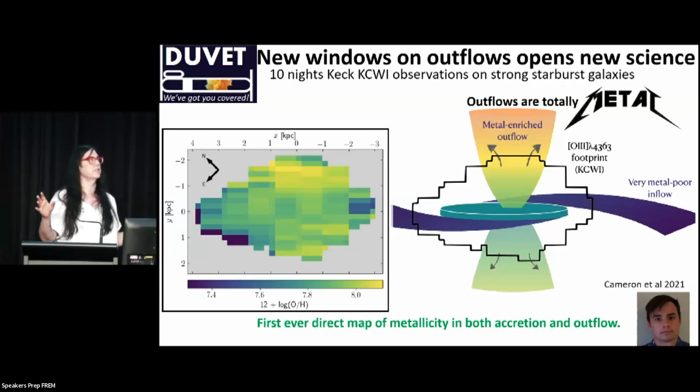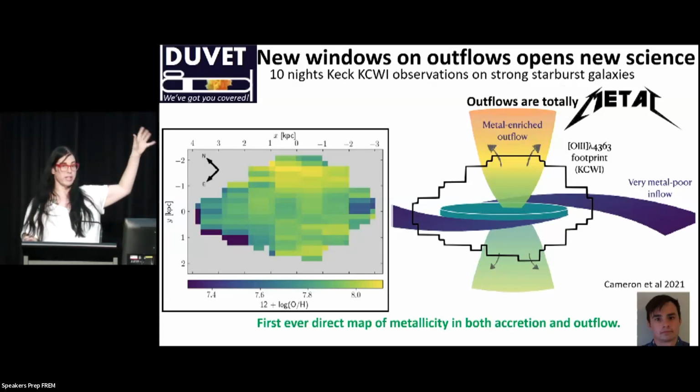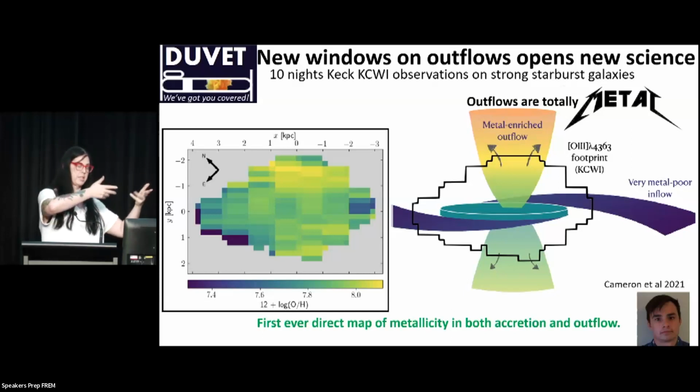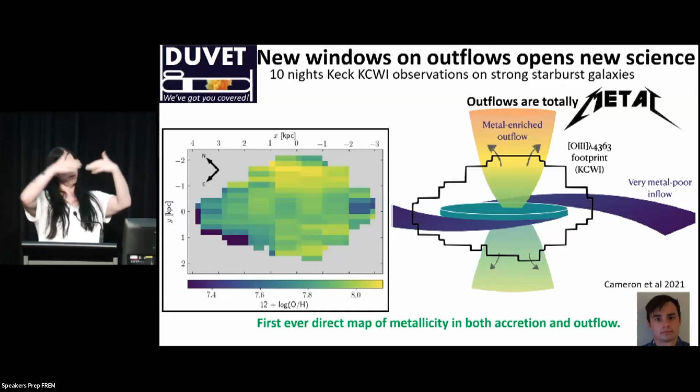There are going to be too many talks on Duvet later today, and Bron is going to give a really nice overview. I just want to point out the context of what this project is. By and large, it's a Keck project, about 10 nights, studying outflows in a resolved sense. We know a lot about hyper-resolved outflows from like NGC 253, and we know a lot about unresolved outflows, but that mid-range is rife and open for discovery space.